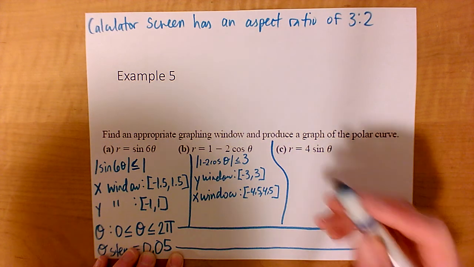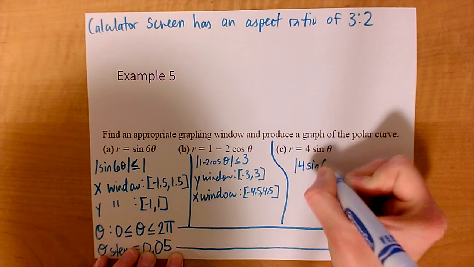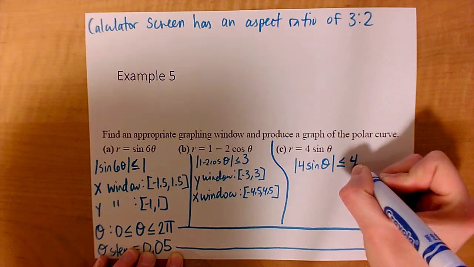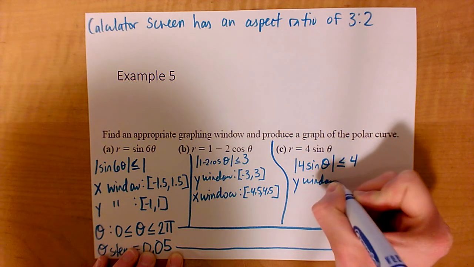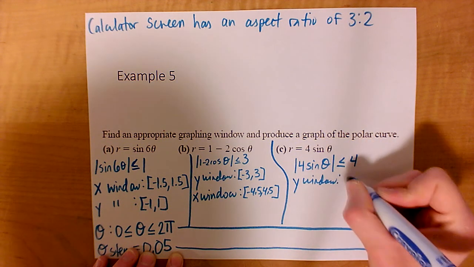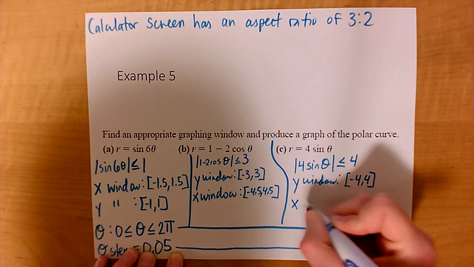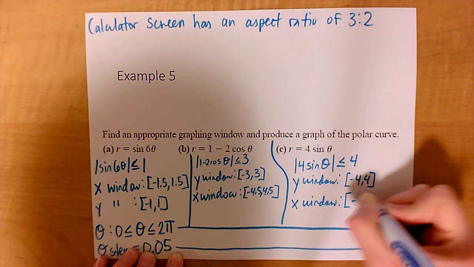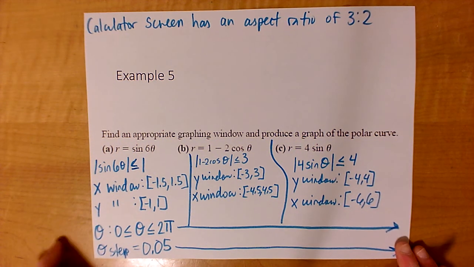And then for this next piece, 4 sine theta, the absolute value of that is always going to be between 0 and 4. So then for our Y window there, we could go from -4 to 4, and then for our X window, we could go from -6 to 6, right?